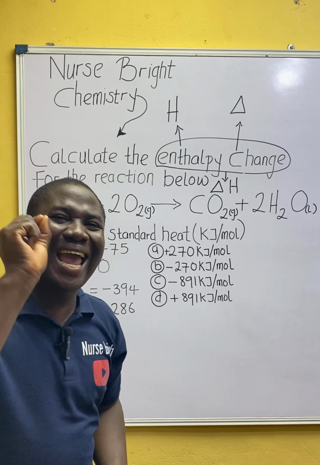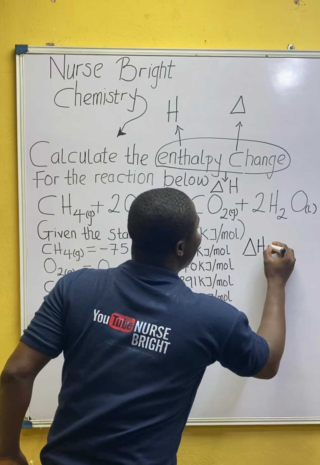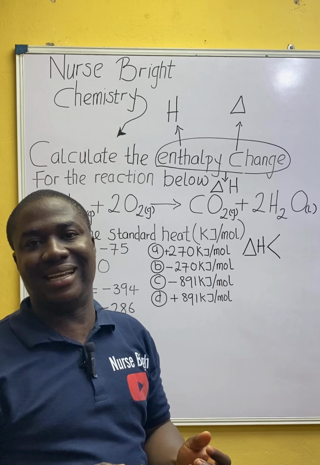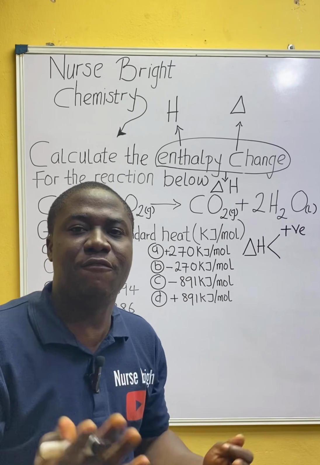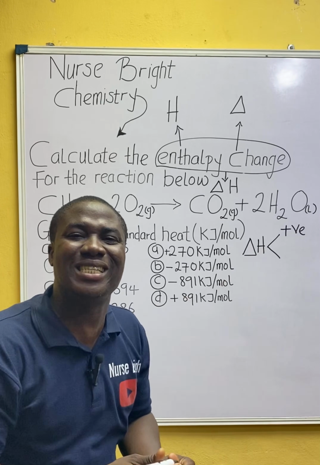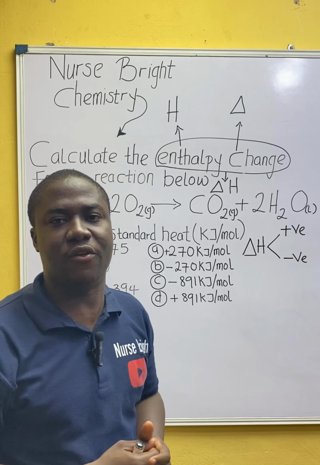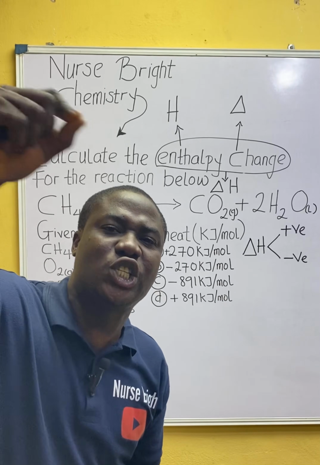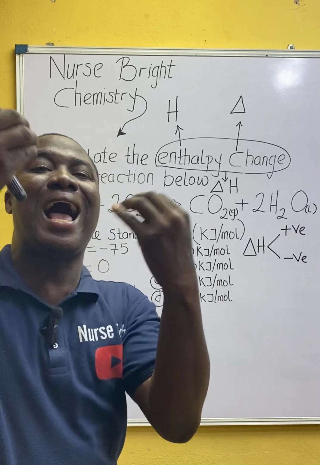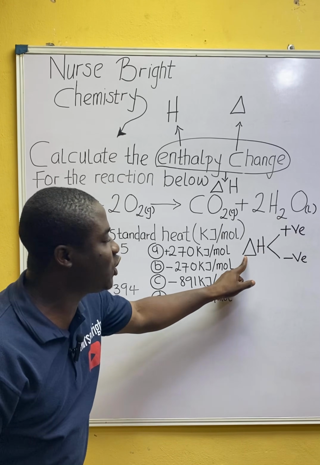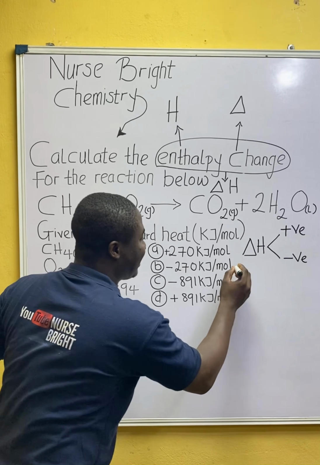Now, moving further from this question, listen carefully. Note this. This enthalpy change we are looking at, which is symbolized as delta H, can be of two kinds. Enthalpy change in a particular question can be positively charged. Enthalpy change in another question can also be negatively charged. Listen carefully. Let's say, for instance, the enthalpy change of a particular reaction. We have not yet solved this question. I'm just assuming. Let's say the enthalpy change for a particular reaction is positively charged.